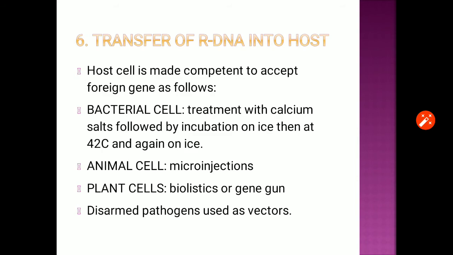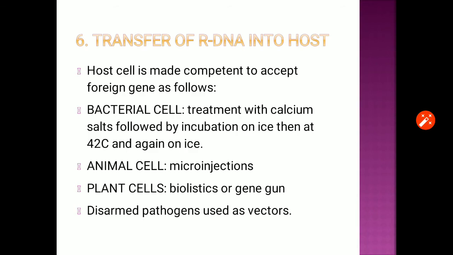In the gene gun, we use bullets as micro projectiles. We call them micro projectiles, and these are gold or tungsten microparticles which are coated with the desired gene. Now we bombard them at fast speed onto the plant cell, and they directly get inserted into the plant cell nucleus. For all types of cells, we can use the disarmed pathogen as a vector.